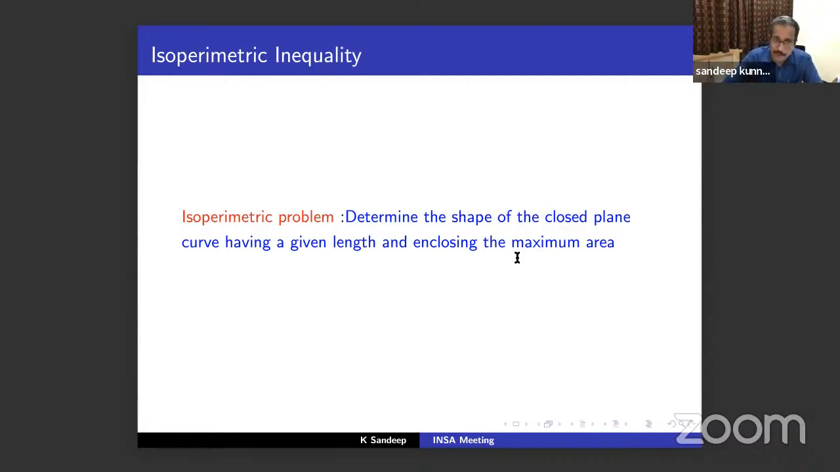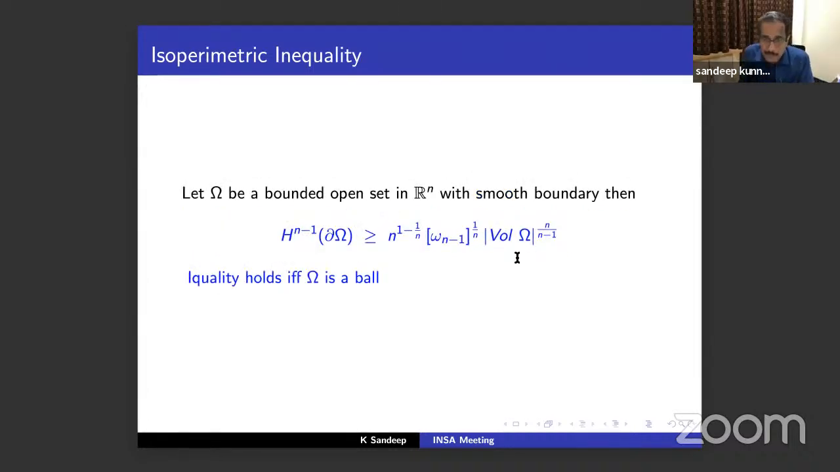There is a rigorous form of this isoperimetric problem in the form of an inequality. Whatever I stated is in R^2, but you can even have it in any n-dimensional Euclidean space. So this is the isoperimetric inequality, the rigorous mathematical version, which tells you: let Omega be a bounded open set in R^n with smooth boundary. Then the surface area of the boundary is greater than or equal to n^{1-1/n} omega_{n-1}^{1/n} times the volume of Omega to the power (n-1)/n, where the volume is the volume it encloses.